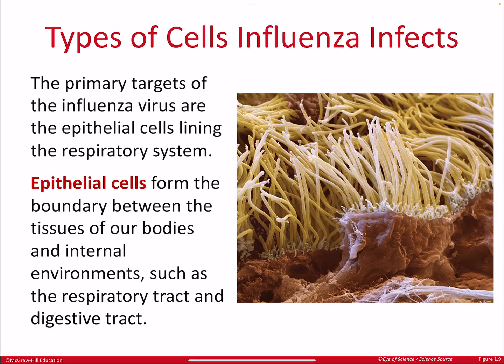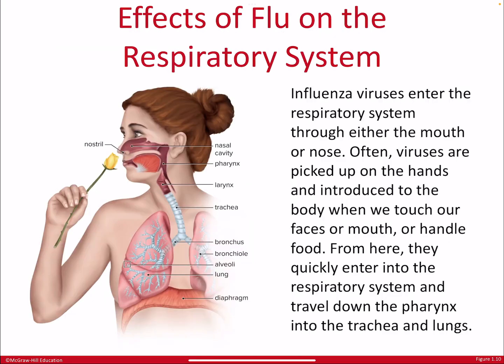So the primary targets of the flu virus are epithelial cells lining your respiratory system, which is why your throat gets sore, runny, fever, and these epithelial cells, of course, are exposed to the environment all the time, which is one of the reasons that the flu is pretty contagious. So influenza viruses enter the respiratory system through the nose or the mouth. They can be picked up on the hands. And then if you touch your face or handle food, it gets into your system that way.